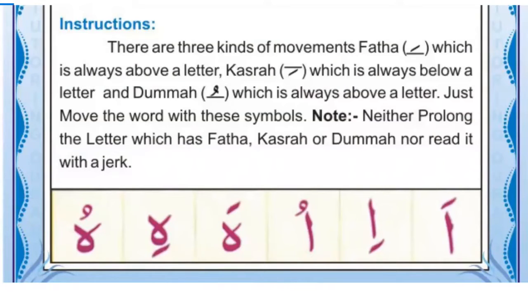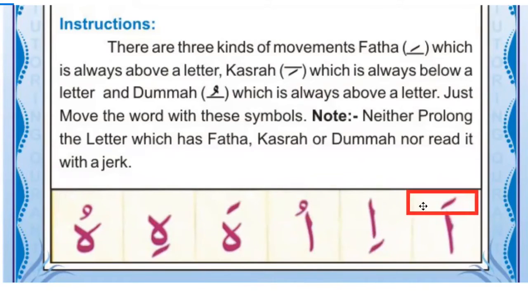Now, the third one, we call it dhamma. Dhamma is always above a letter with a hook shape. You can see it here in this box. So let's practice them. In the first box, there is a slash above the letter, we call it fatha. A slash beneath the letter, we call it kasra. And a hook above the letter, we call it dhamma.